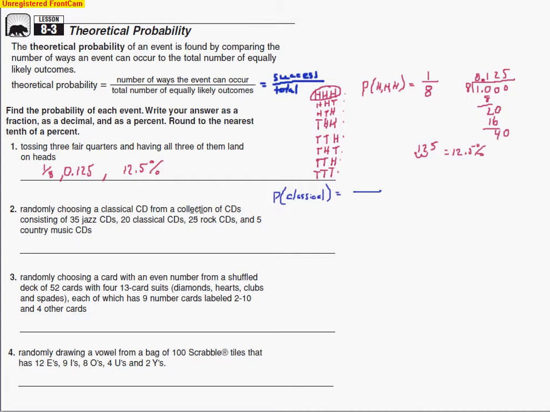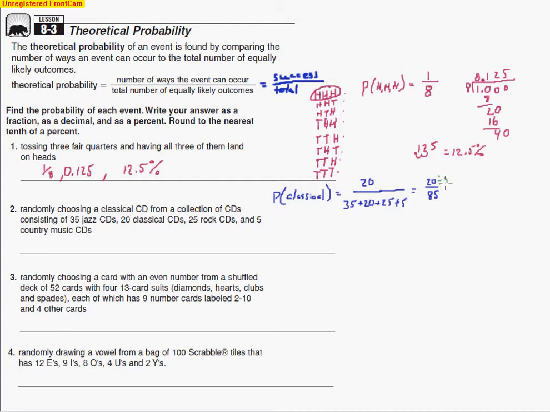So we see that we have 35 jazz CDs. Well, that's not a classical, but that's part of the total. So we'll put 35 as part of the total, plus 20 classical CDs. Okay, that's the success, 20 classical successes. And then we also have to add the number of classical CDs to our total. 25 rock, so we're adding that to our total. And what else is there? 5 country. All right, so there it is. So all we have to do now is add up those numbers in the denominator, and when we do that, we end up with 85. So 20 over 85. Well, don't finish up there and say that's your answer, because you need to reduce that fraction.